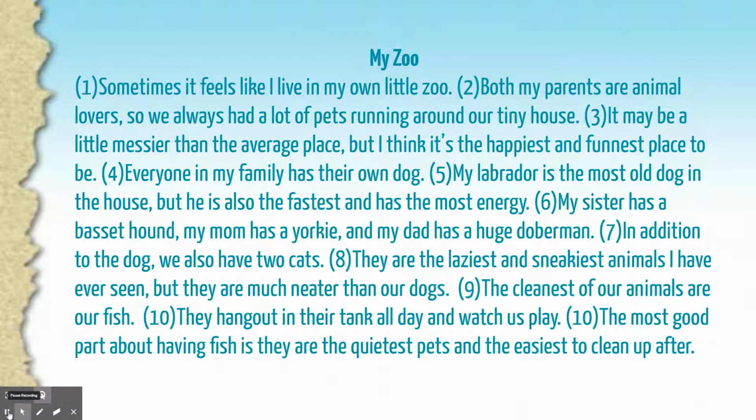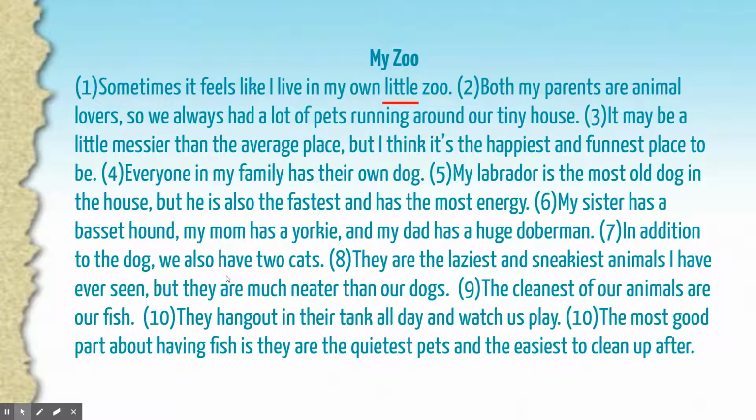So now what we're going to do is we're looking for any adjective that describes a noun. I'm going to go through each sentence and I am going to have you write in each adjective that you see in each of the sentences. So sentence number 1. Sometimes it feels like I live in my own little zoo. What adjective do you see in sentence 1? You should have said little. Little is describing zoo. That is the adjective in sentence 1.